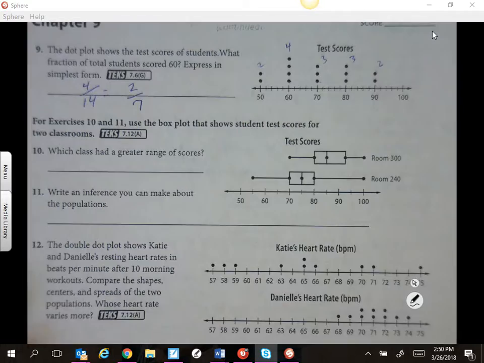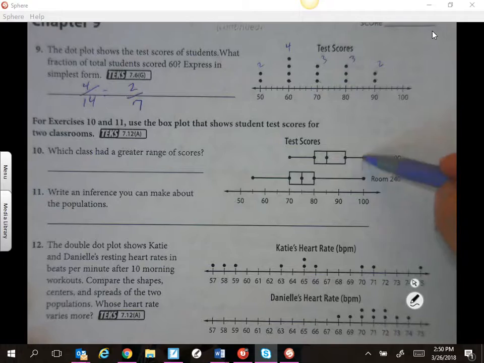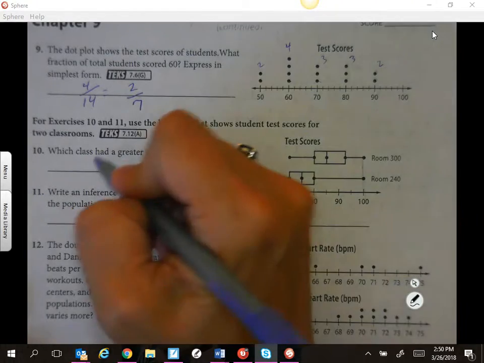Which classroom had a greater range? Well, the range, remember, is highest minus the lowest. Well, must be room 240.